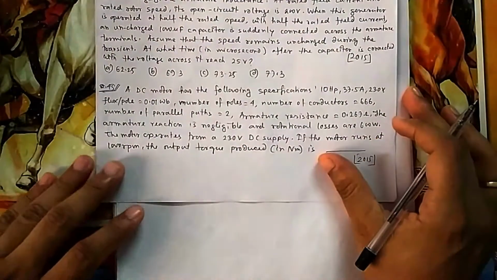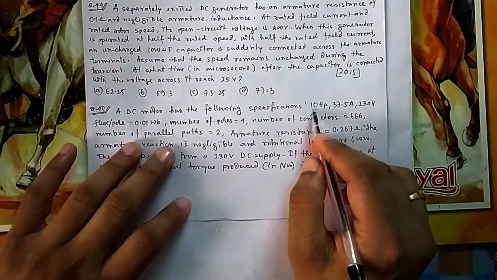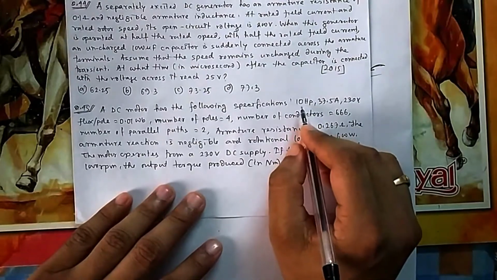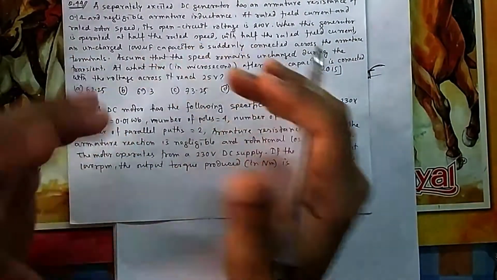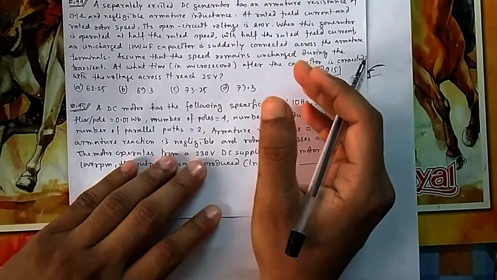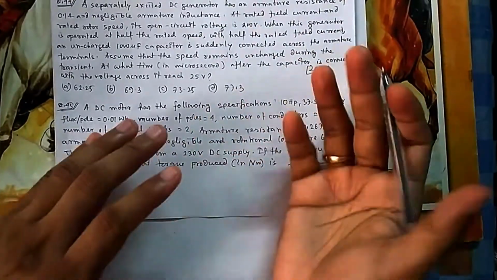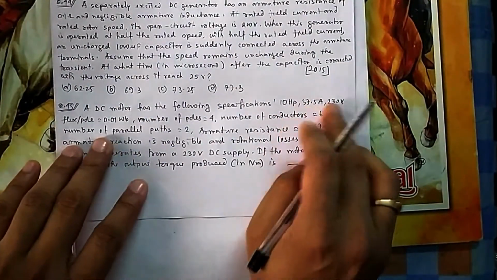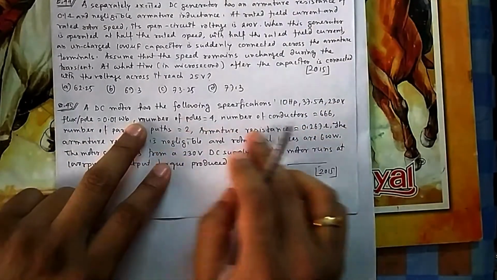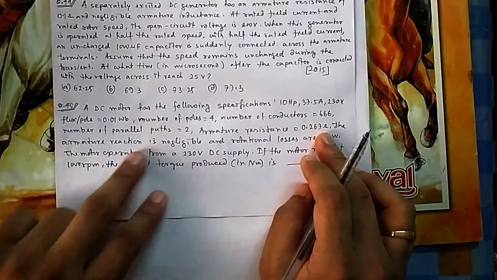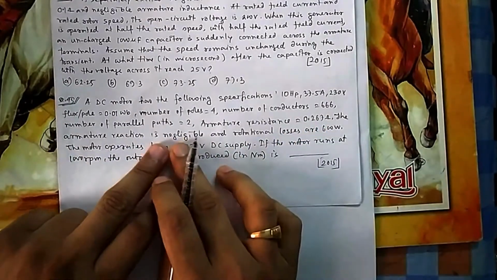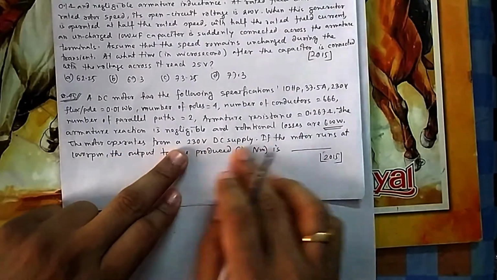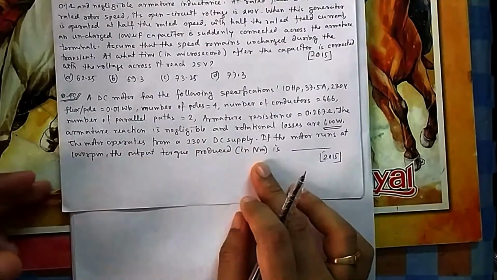Now if you come to 45, a DC motor has the following specification. This is your HP, that is your rated output power. This is always output power. If I say it is a 2 HP motor, that means the rated output power is 2 HP. If everything is at rated voltage and rated current, then obviously it will be giving rated output. Rated load, everything you put, you will get rated output. 37.5, 230 volt, flux per pole, number of conductors, number of parallel paths, armature resistance. Armature reaction is negligible. Rotational losses is given as 600. It operates from a 230 volt supply. The motor runs at 1000 rpm. Find the output torque produced in Newton meter.